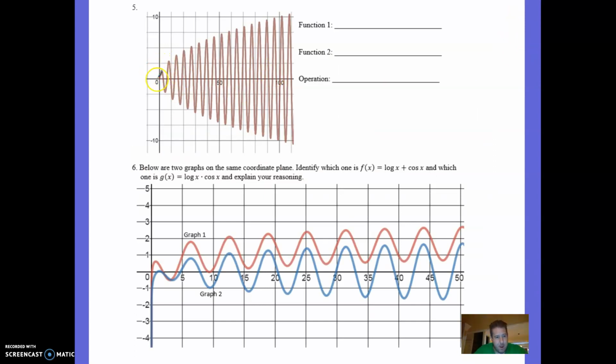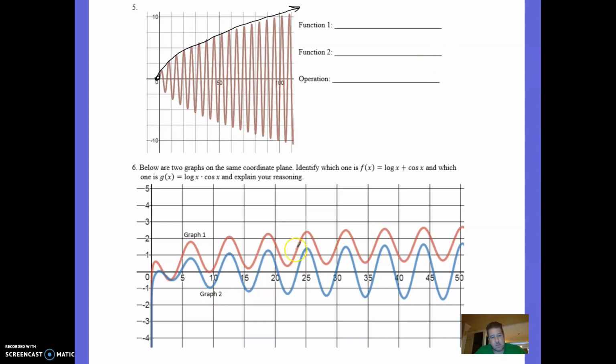This one here, it stops right here and it goes in this sort of fashion. So that's a square root function and a trigonometric function. Notice that trigs are pretty much on all of these examples. And this is clearly a multiplication. And I know it's multiplication because it's the amplitude, it's the height of the waves that's changing over time. It's not the direction that it's changing over time.